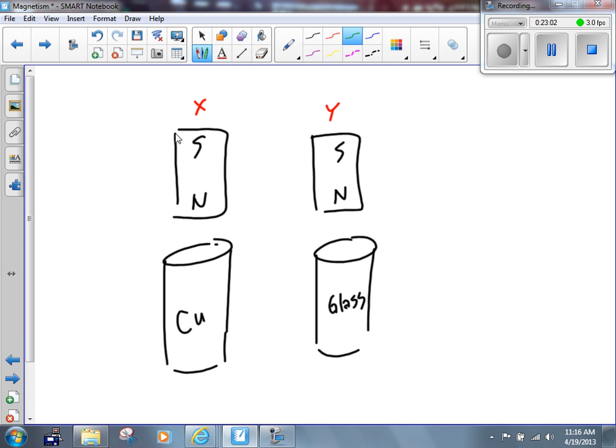C. Magnet X falls at a slower rate because of the induced current in the tube and the force of that. Does that work? Yes. X is going to fall slower because of the current in the copper tube.